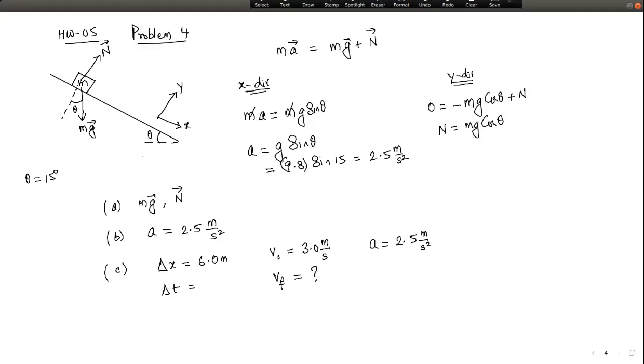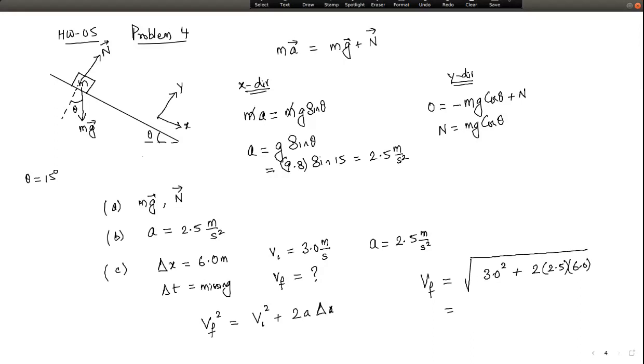The equation we would use is the one that is missing delta t in it. So we have the equation v final square is equal to v initial square plus 2 times acceleration times delta x. So v final would be square root of v initial square, that's 3.0 square, plus 2 times 2.5 times 6.0. 6 into 5 is 30. 30 plus 3 square is 9. And we have to take a square root of that. So that's 6.2 meters per second.